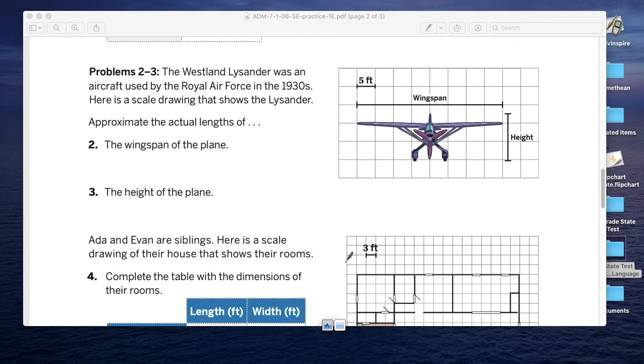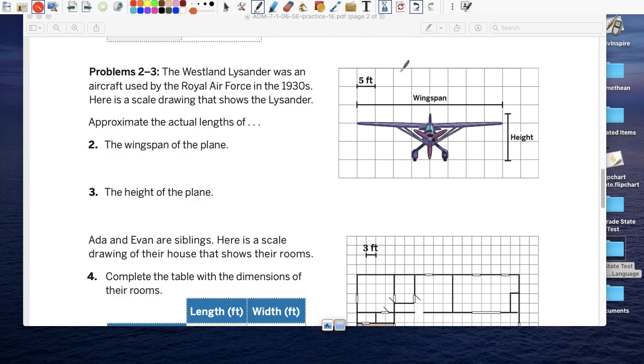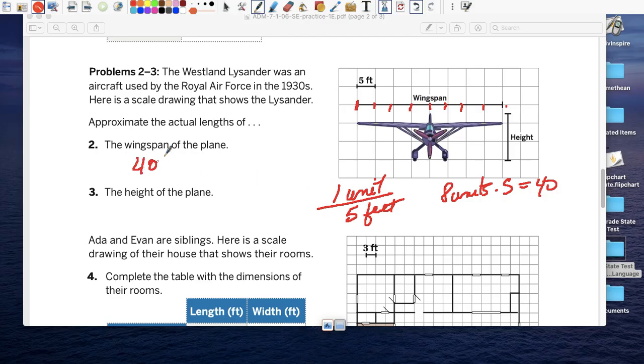Same thing here. We're measuring the wingspan. So we have 1 unit, 2 units, 3, 4, 5, 6, 7, 8. It's 8 units, the width. So again, we can say that 1 unit is 5 feet. So if you had 8 units, all you would do is 8 units times 5, and you get that the width would be 40 feet.